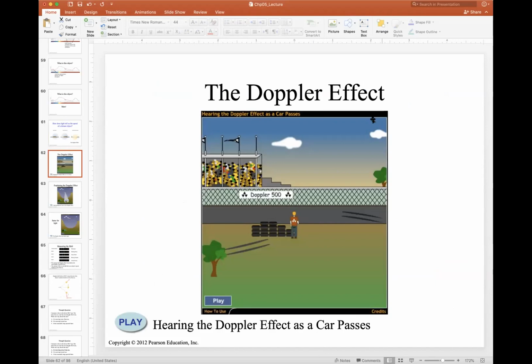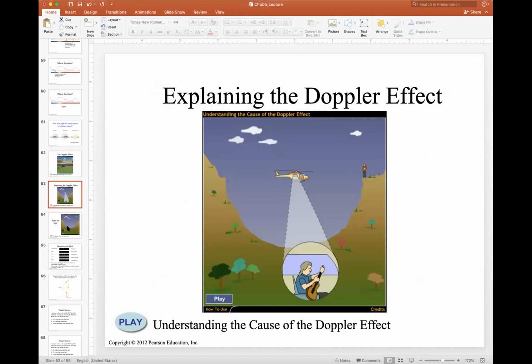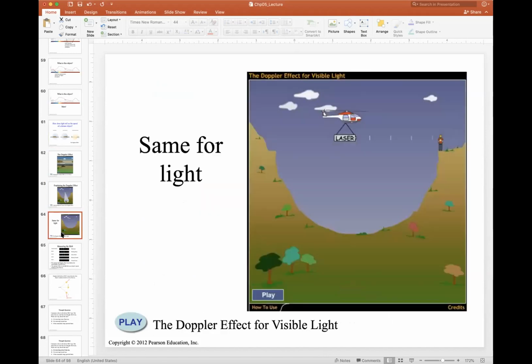So I put these on Canvas for you, so you can download them. This one needs to be played on your computer, so you can hear what the Doppler effect sounds like for a car passing by. We can't really play it here, but I can play these two for you, so you can have the same idea of what I'm talking about, specifically this one.